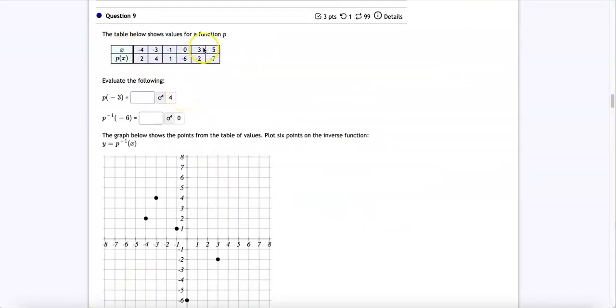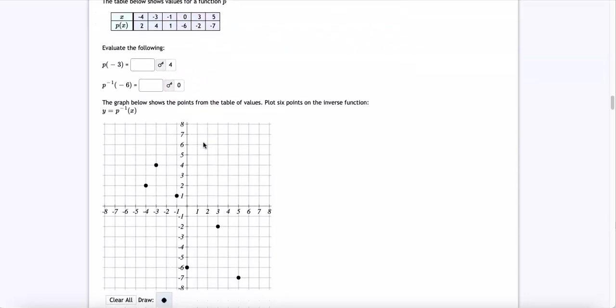Here, from this table, we can see that if you have x at -3, -3 is going to map to 4. And that's why p of -3 is equal to 4. P inverse of -6 does not mean that you start at -6 in the x column. You actually start at -6 in the y column. Or row, I should say. These are rows, not columns. But you can see that -6 maps backwards from -6 back to 0. And that's why we have a 0 here.